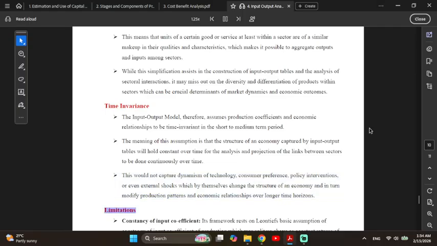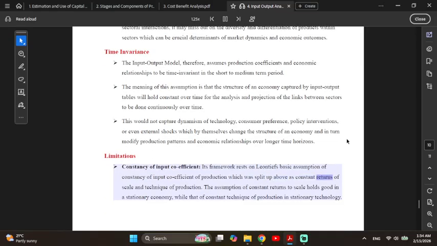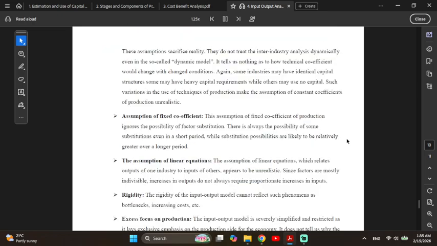Limitations. Constancy of input coefficient. Its framework rests on Leontief's basic assumption of constancy of input coefficient of production, which was split up above as constant returns to scale and technique of production. The assumption of constant returns to scale holds good in a stationary economy, while that of constant technique of production holds in stationary technology. These assumptions sacrifice reality.